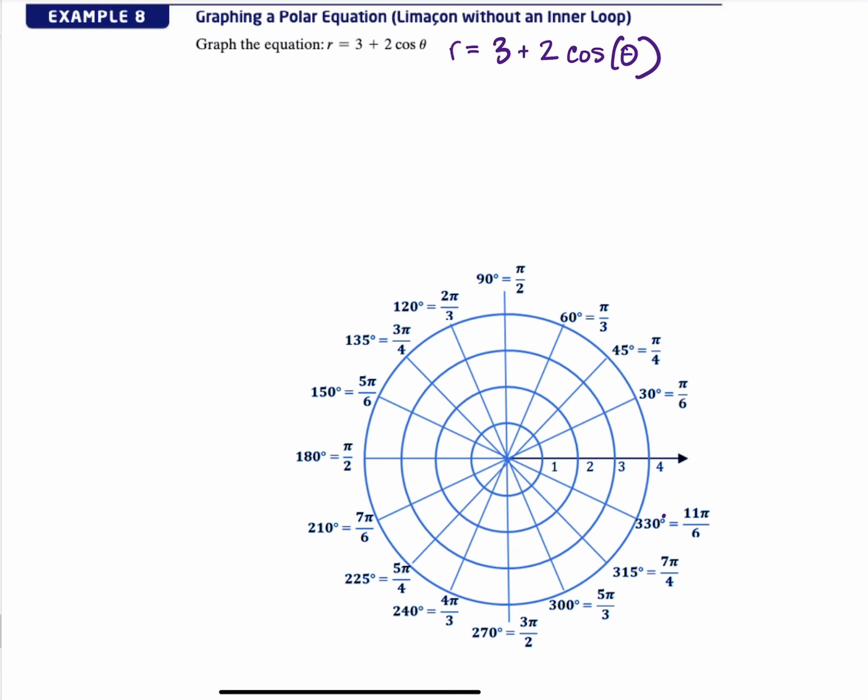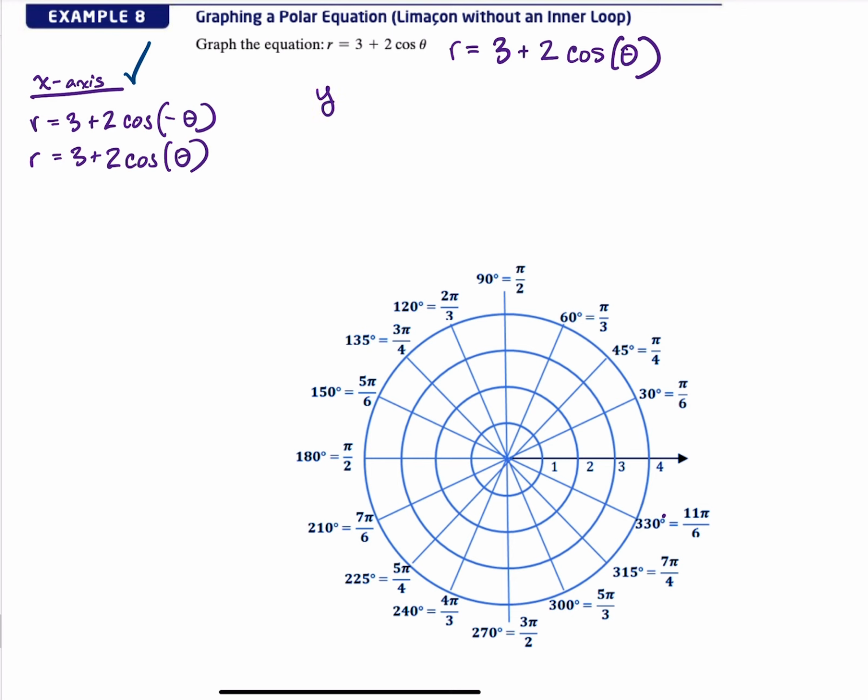Let's check for polar axis symmetry. I'll just say x-axis. So that's where we replace theta with negative theta. So 3 plus 2 times the cosine of negative theta. Well, we should recall from even-odd properties of the cosine that it'll essentially just delete the negative, because the cosine of a positive angle is the same as the cosine of the negative angle. Think about it that way. So this will have symmetry across the polar axis, across the x-axis.